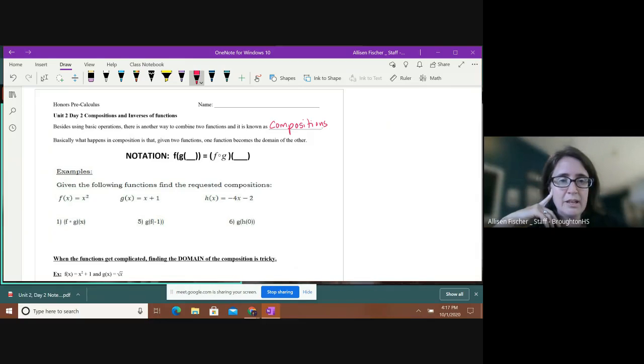Basically what happens in a composition is that you take two functions and one function becomes the input for the other function. So your notation is that you will have f of g of an input. The other notation is instead of using a bunch of parentheses, we use an open circle, which stands for "of." All right, it's not a multiplication sign. It is "of."